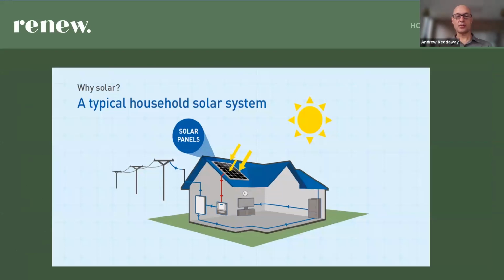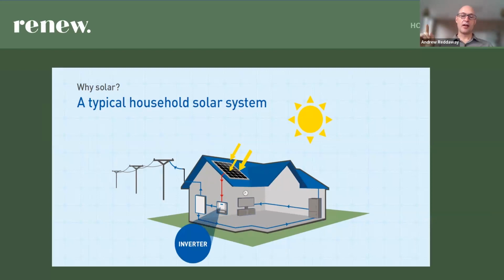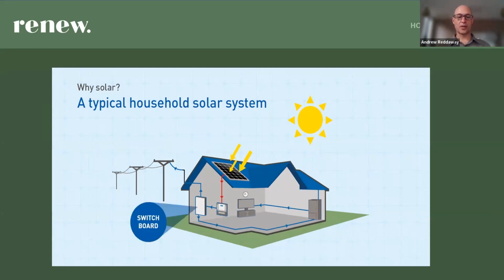Okay, so solar panels on the roof, sunbeams hit them, pushes electricity out of the solar panels, down wires that go to an inverter, which is a box on the wall, or maybe in the garage, something like that. What that's doing is converting that electricity to the standard electricity that's used in the house and the grid, 240 volt AC, alternating current. Then that sends electricity to the switchboard. And from there, as I was saying, it can either go to your appliances and or go out to the grid if you've got an excess.